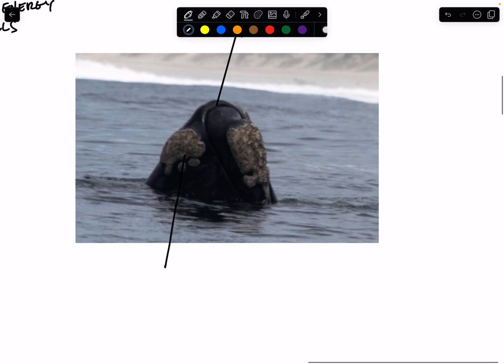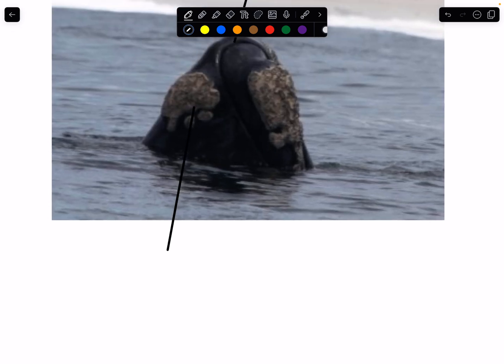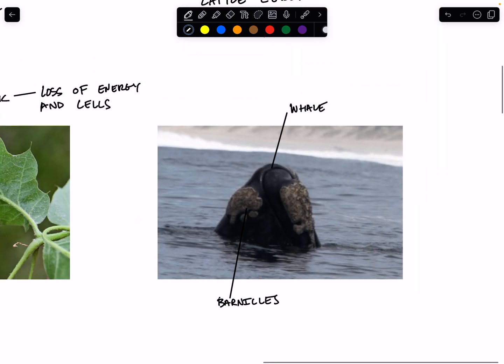Okay, another example of commensalism is between whales and barnacles. So, a barnacle is a tiny little sea creature that forms a calcium shell and then filter feeds in the water, and they can be stuck to fixed structures, but they can also reside on living things.